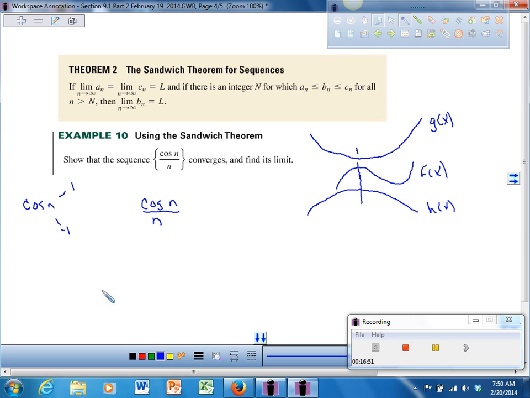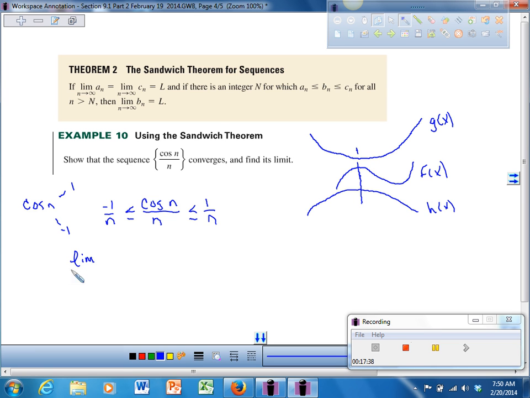So that means that cosine n over n would be between 1 over n and negative 1 over n. Right? Because cosine is only going to fall between 1 and negative 1. So we could say cosine n over n will always be less than or equal to 1 over n, and it will always be greater than or equal to negative 1 over n.